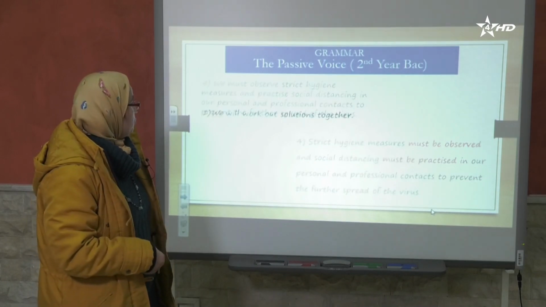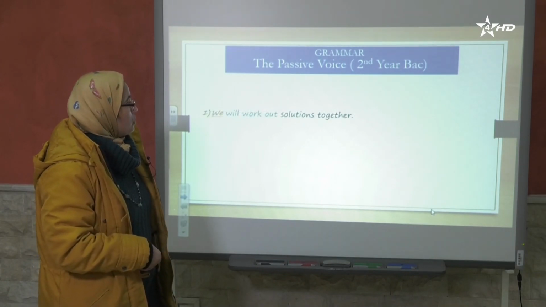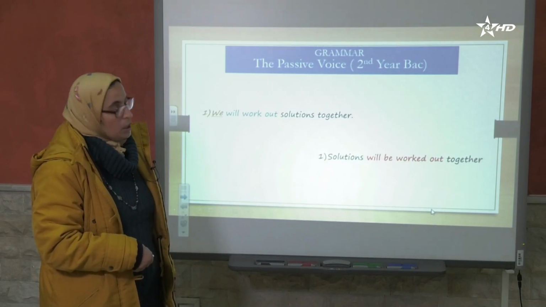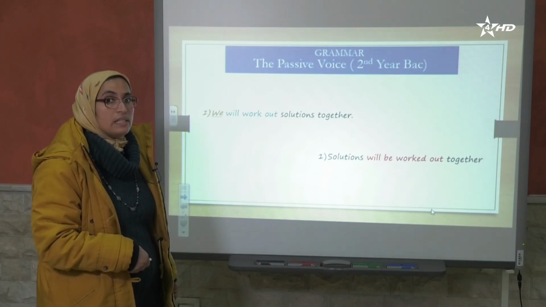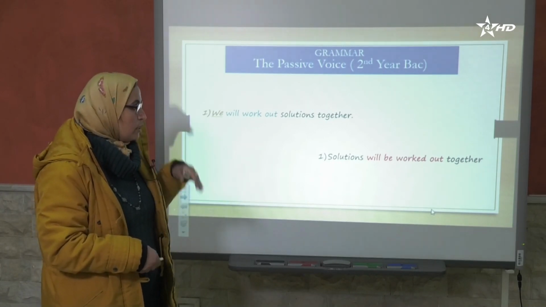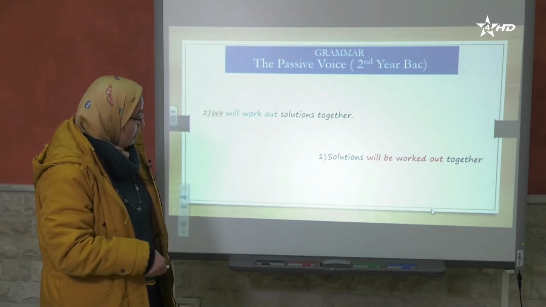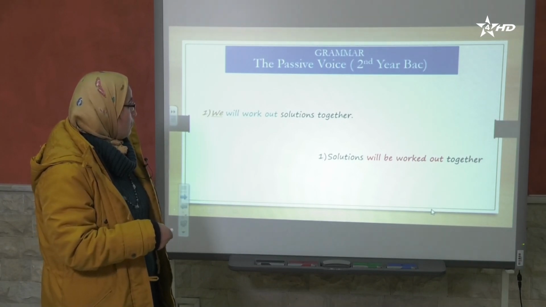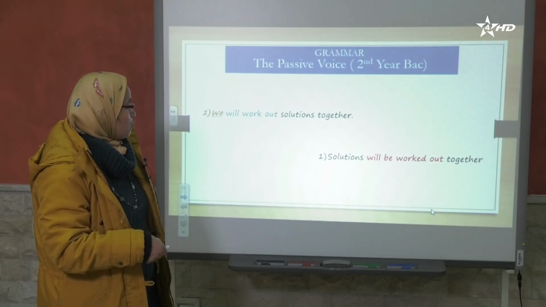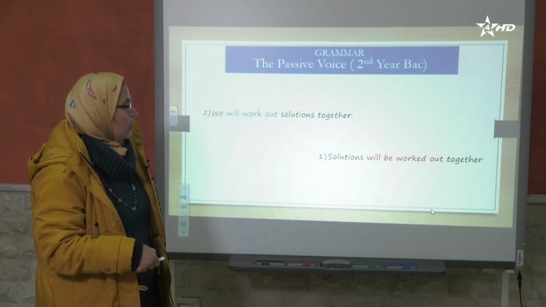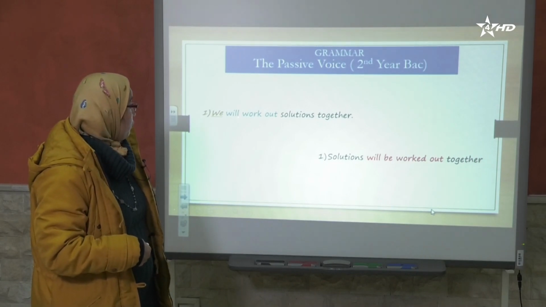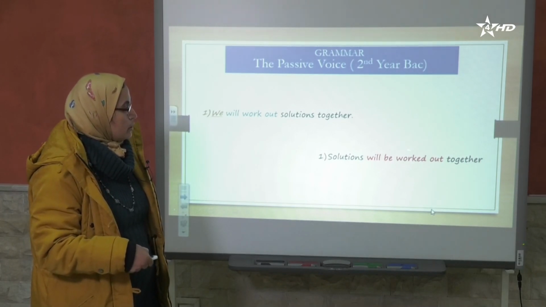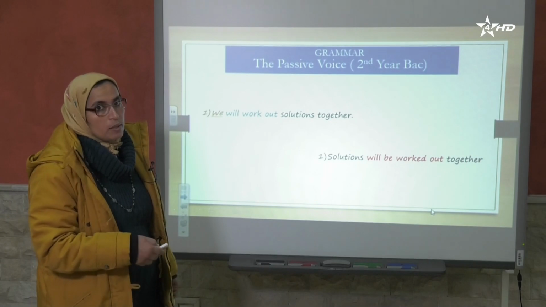One more example. We will work out solutions together. Who will work out solutions together? We. But who are we? Do we know exactly? Not exactly. So it's not important to keep we in the passive form. We keep solutions and we change it to the place of the subject. So solutions will be worked out. The verb is in the future, simple future, will work. It's changed into will be worked, plus past participle.